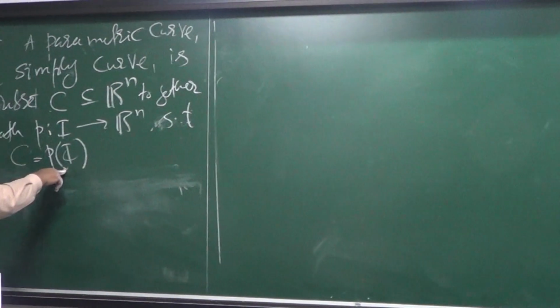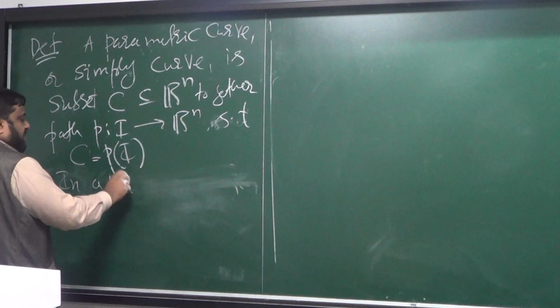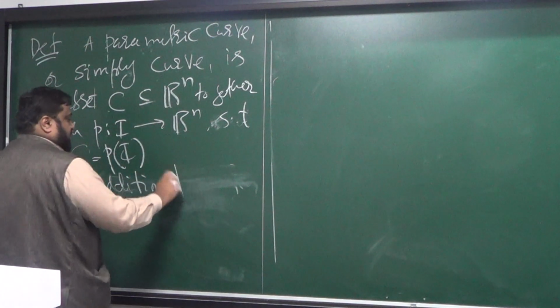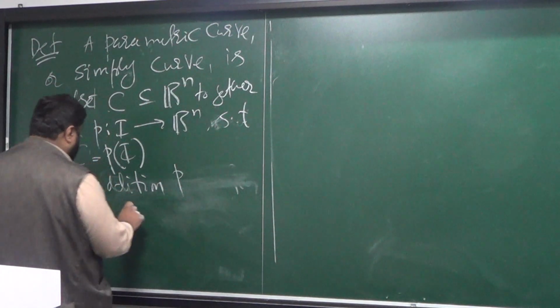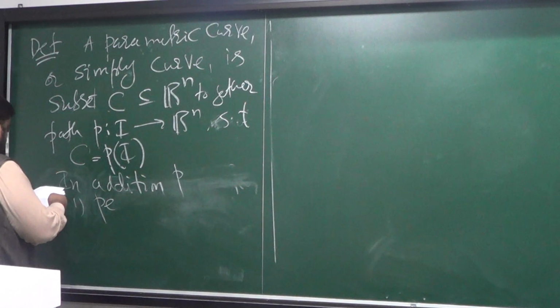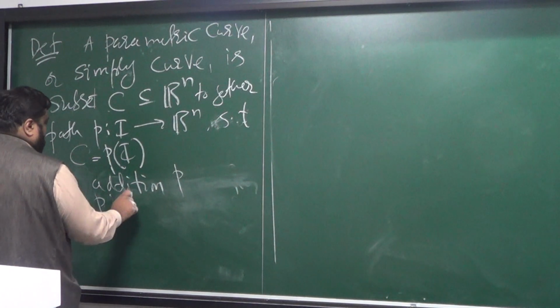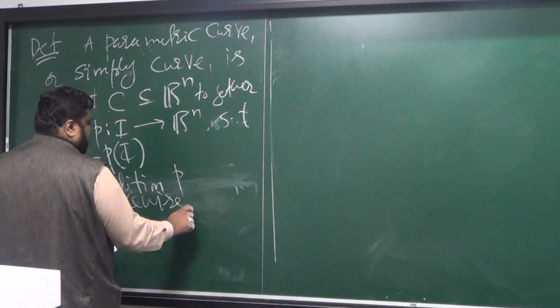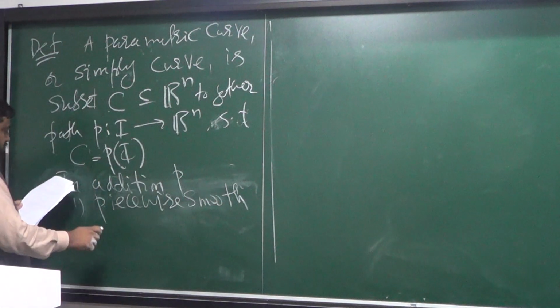So I have a parametric curve C that is a subset of R^n, and P is a path, and C is an image of that path actually. In addition, this path P should have the following two properties as well. So it must be piecewise smooth. So what do you mean by smoothness of it?